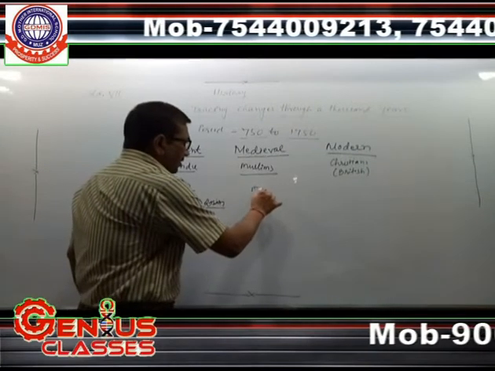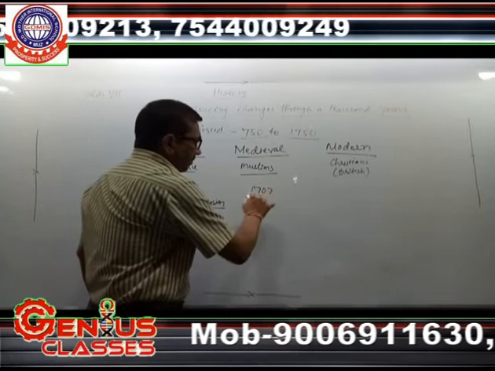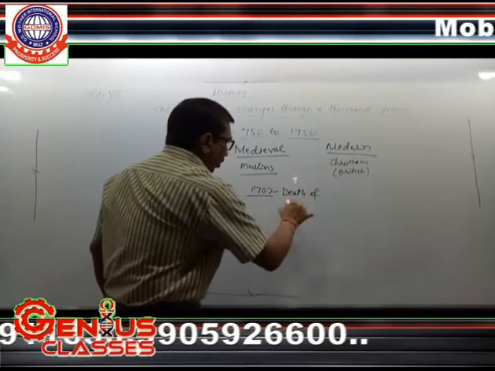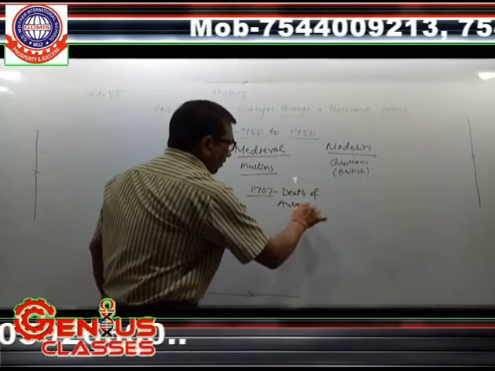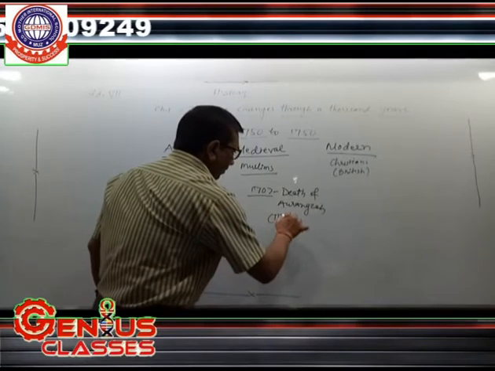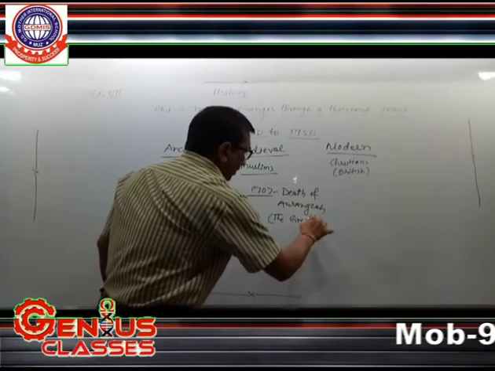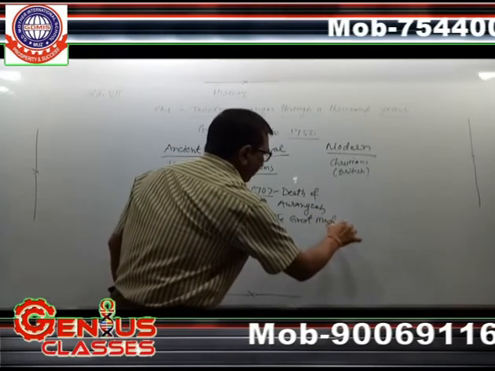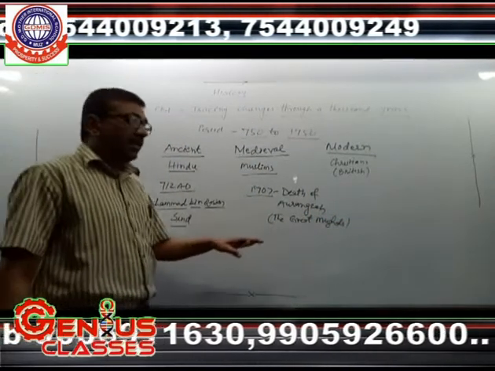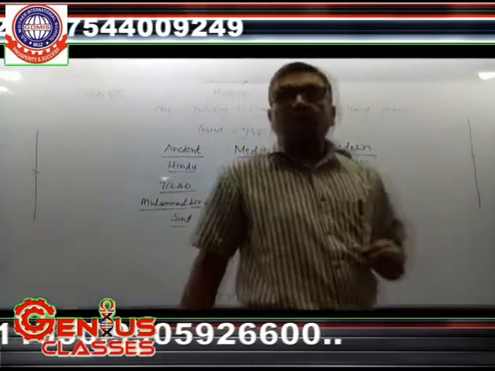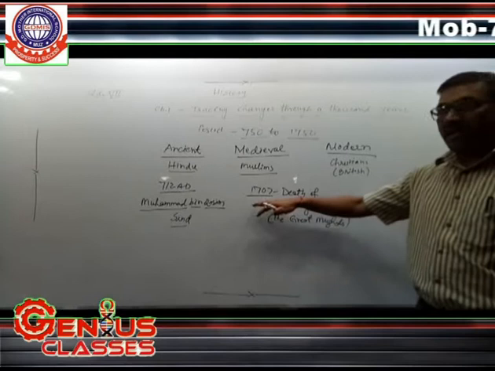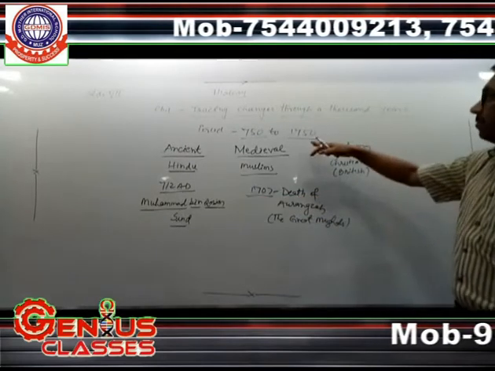In 1707 it was the death of Aurangzeb, the great Mughal. We will read in chapter 4 about these Mughals. Death of Aurangzeb, 1707.